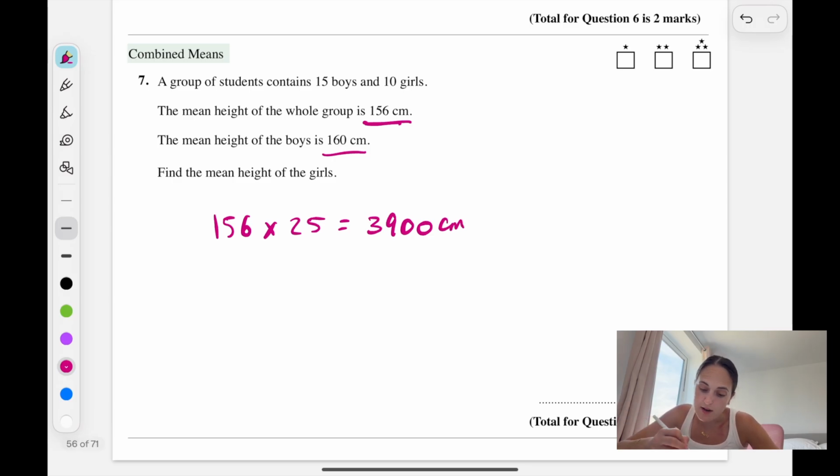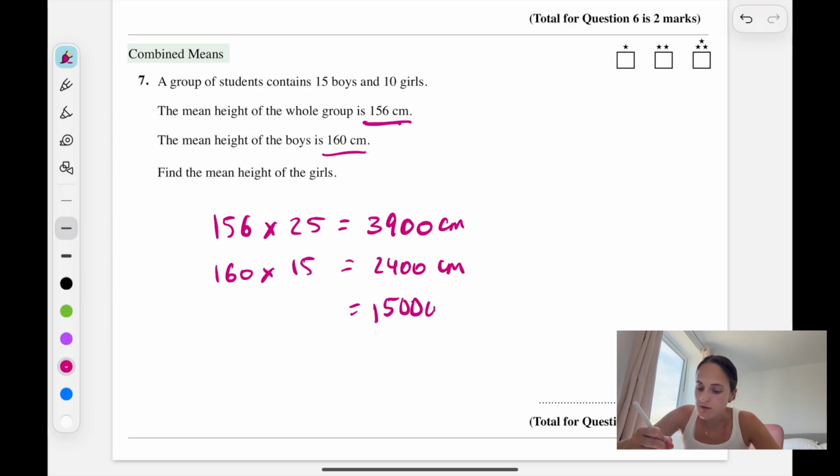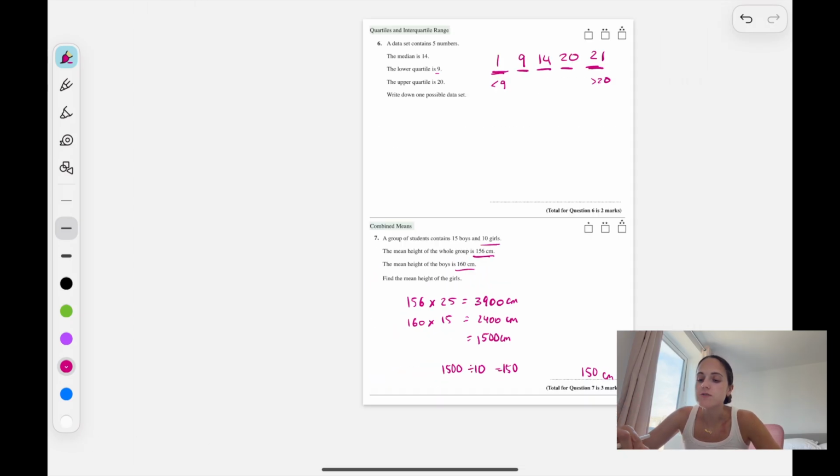It then says the mean height of the boys is 160. So we can do 160 times the 15 boys to work out the total height of the 15 boys. So 160 times 15, that's going to give me 2,400 centimetres. So I can work out the total height of the girls by subtracting them. So I have 1,500 centimetres, and that's equal to the total height of the girls. Now, because I know there are 10 girls, I now simply do 1,500 divided by 10 to get 150, and that is the average or the mean height of each girl. So the answer to this question is 150 centimetres.